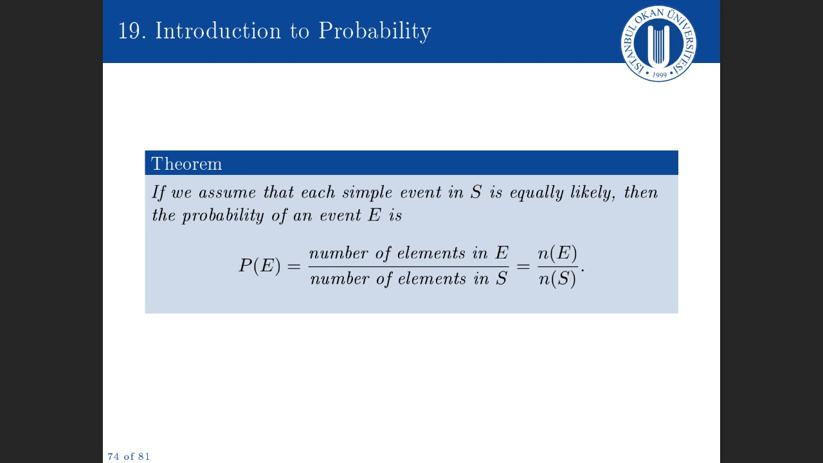Theorem. If we assume that each simple event in S is equally likely, then the probability of an event E is the number of elements in E divided by the number of elements in S. The next example is going to use this idea. We're going to count the number of elements in E, we're going to count the number of elements in S, and then we're going to do N(E) divided by N(S).